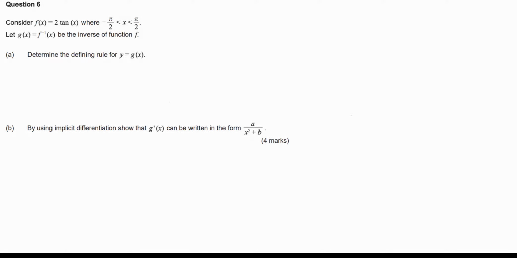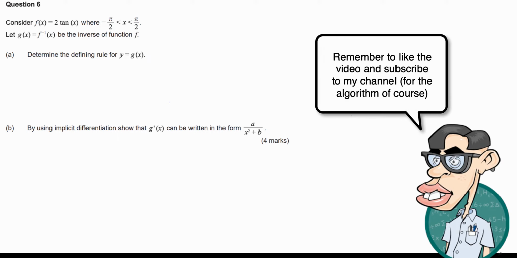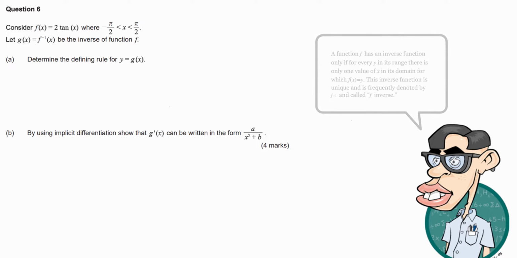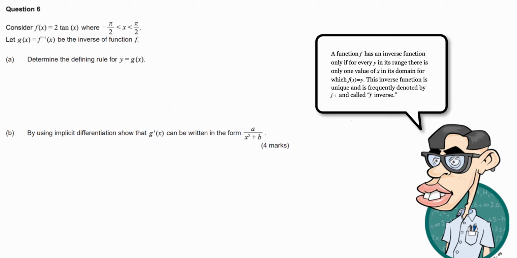G'day guys, I've been given this question on inverse functions and implicit differentiation, where they provided us with the function f(x) = 2 tan x, which is defined over the domain negative pi on 2 to pi on 2, and we've been asked to find the defining rule for g of x, where g of x is the inverse of f of x.